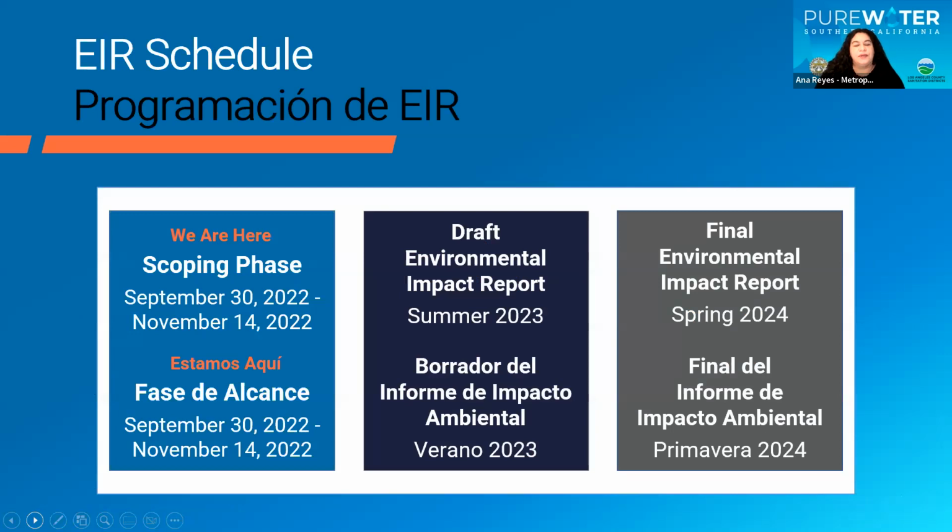As indicated earlier, we're currently in the scoping phase, which started September 30th and will end November 14th, 2022. Due to the size of the program, we decided to extend the scoping phase to 45 days. The next step after the scoping phase is preparation of a draft EIR. The public will have an opportunity to review the draft EIR and provide comments. Metropolitan will send out a notice of availability of the draft EIR to interested parties and required agencies. Additionally, there will be a link to the draft EIR on Metropolitan's Pure Water website. Comments on the draft EIR will be addressed in the final EIR, and the final EIR is expected to be certified by Metropolitan's Board of Directors in early 2024.